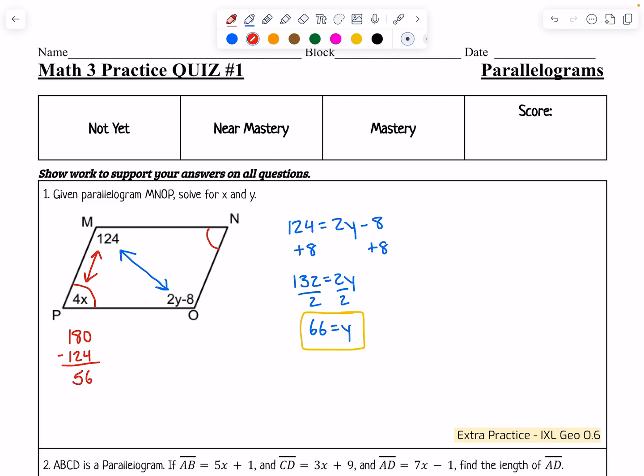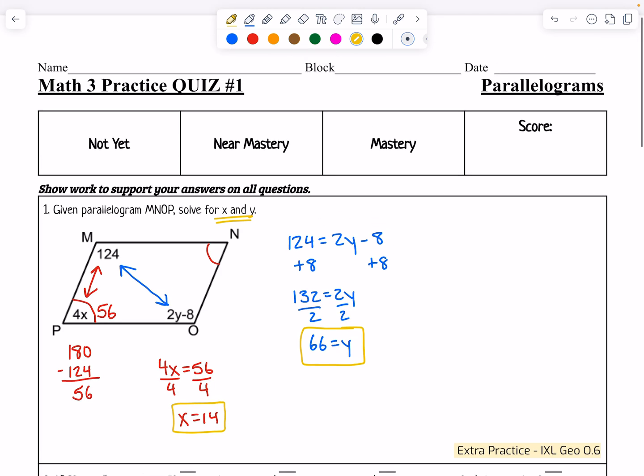And then I know that if angle M is 124, angle P must be 56, because then they would add up to be 180. So then I could say 4x is equal to 56. And then when I divide by 4, I get x equals 14 for my answer for x. So now I have solved for x and y, and that's what the question asked. You always want to double check that you've answered the question they asked for, especially with geometry problems.